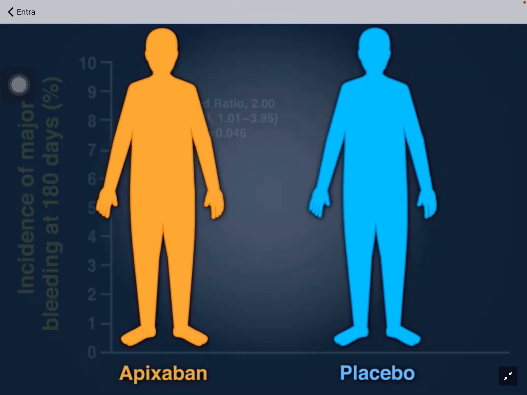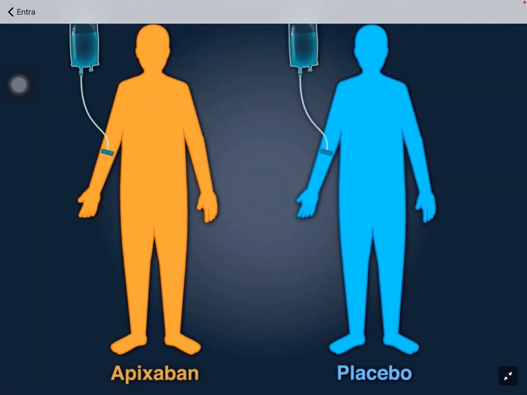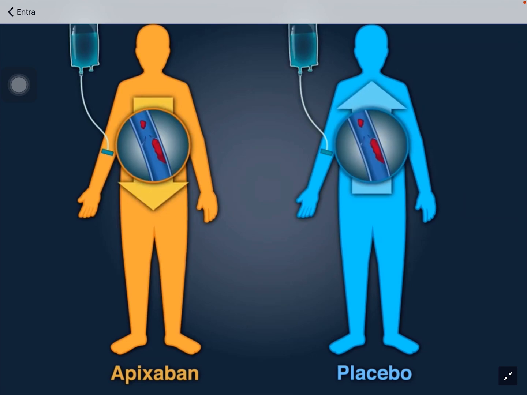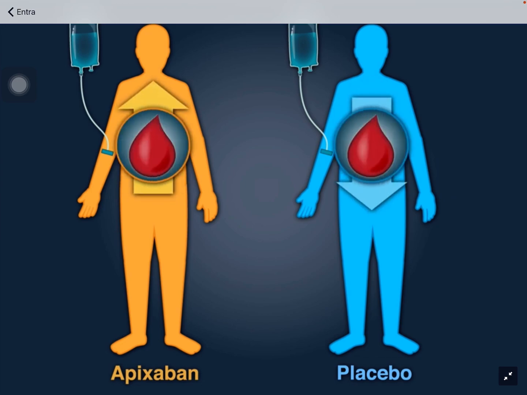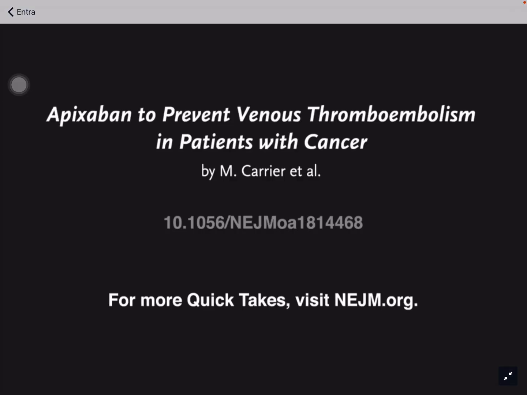The authors conclude that apixaban at the initiation of chemotherapy resulted in significantly lower rates of venous thromboembolism than did placebo among intermediate to high-risk ambulatory patients with cancer. The rate of major bleeding episodes was higher with apixaban than with placebo. Full trial results are available at nejm.org.